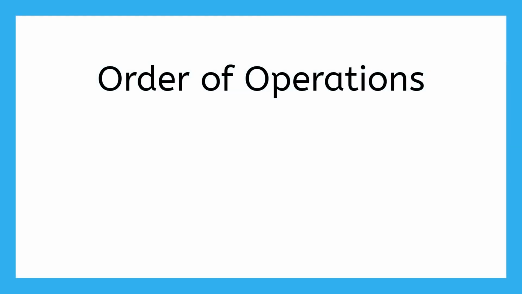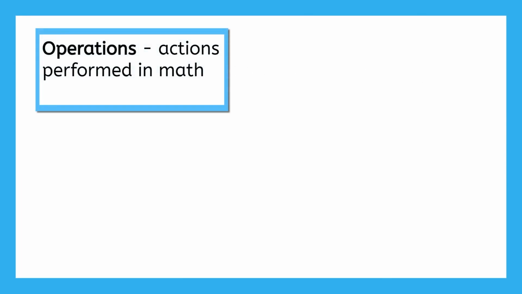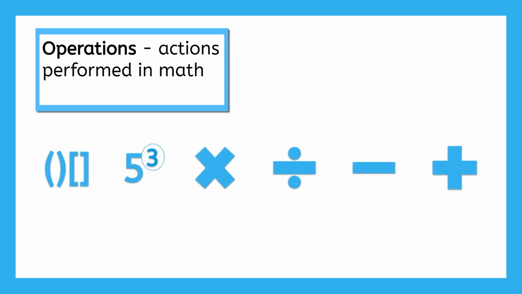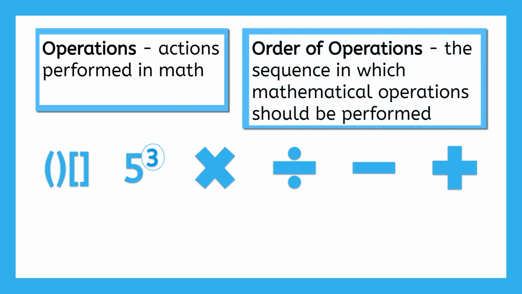Let's begin with a review of what we've learned in our last lesson. In our most recent lesson, you learned that operations are actions that we perform in math, like grouping symbols, exponents, multiplication, division, subtraction, and addition. The order of operations is the sequence in which mathematical operations should be performed.